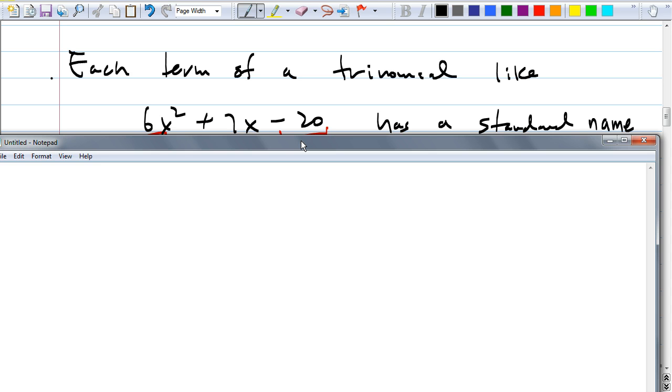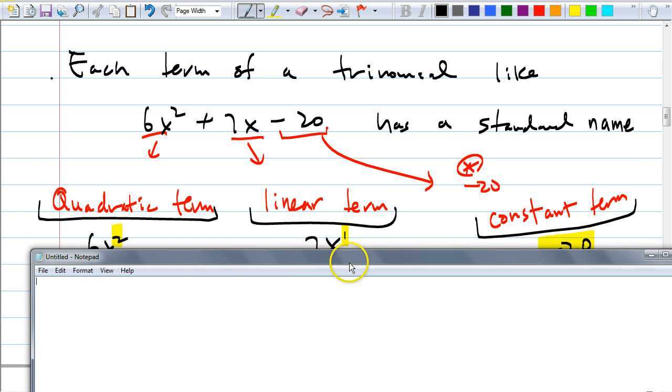What about 7x, that term with x to the first power? It starts with L. Anybody want to guess? Linear term is correct. So the term with x to the first power is called the linear term. And 6x squared is called the... It starts with Q. Quotient? No, okay, that's a good guess. No, it's called quadratic. Yes.